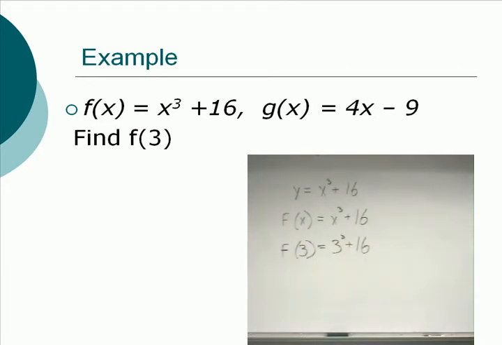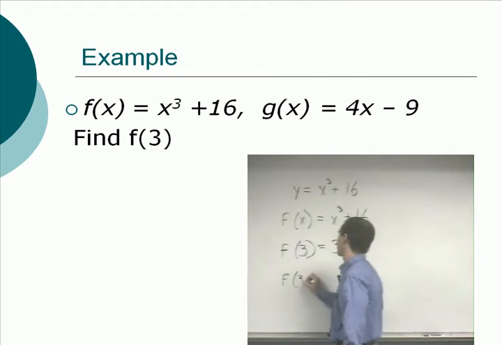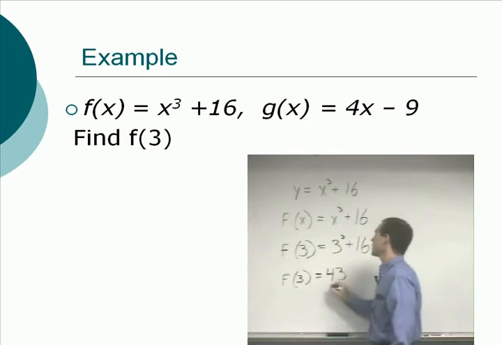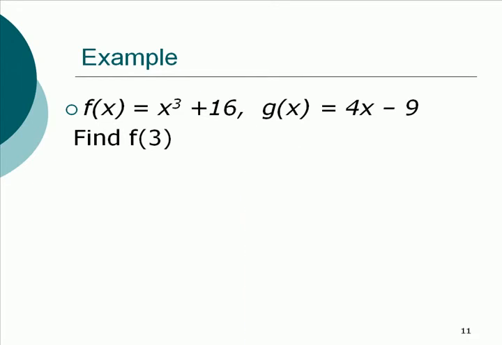3 to the third plus 16 is 27 plus 16, that's 43. So f of 3 is 43. That's what function notation is. It's just more convenient than writing y equals because we can give them different names, and we'll often be working with more than one function.